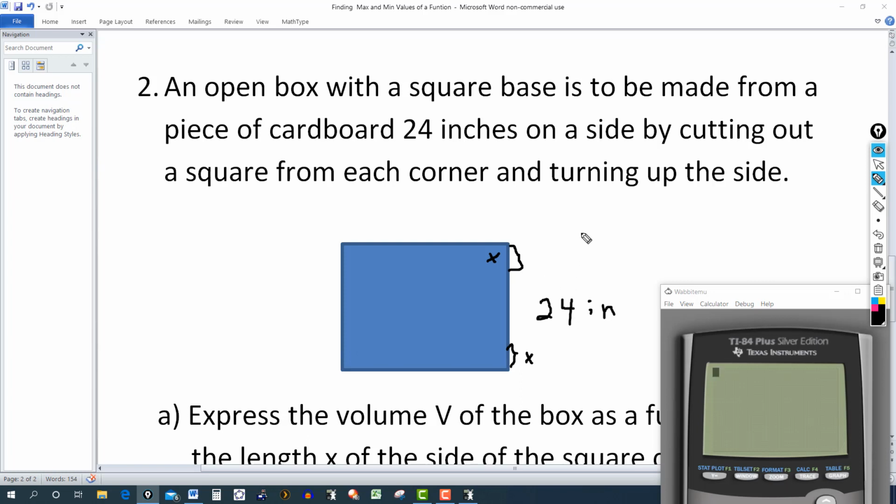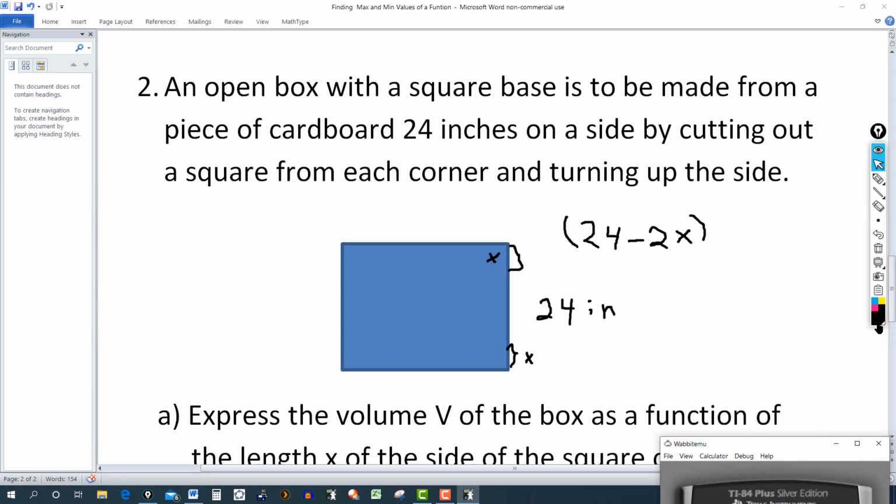So you can see then that each side is going to have a length of 24 minus, well, x and x, so minus the 2x. So you can see when you turn these corners up, the base is going to be a dimension of 24 minus 2x inches. And of course, because you're turning it up, the height of the box is going to be x inches. Okay?